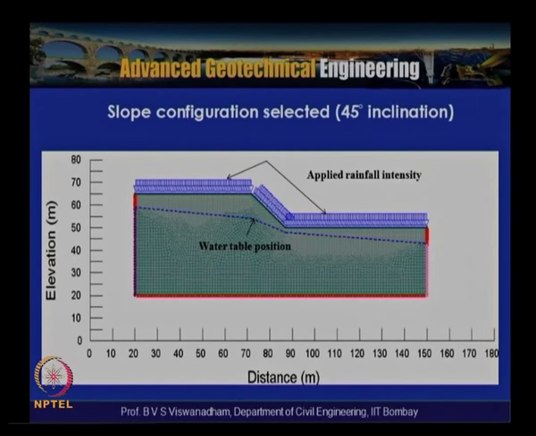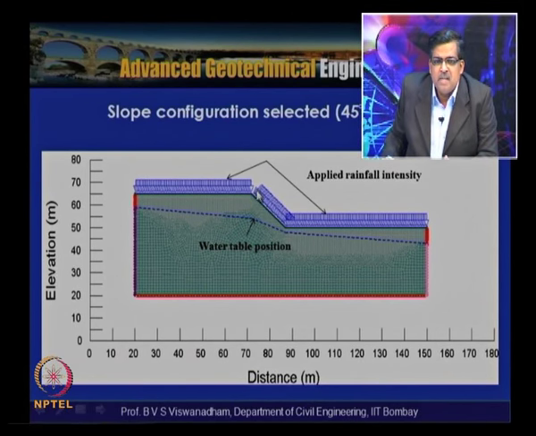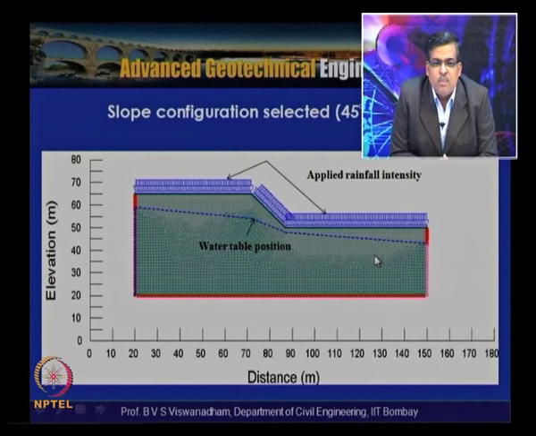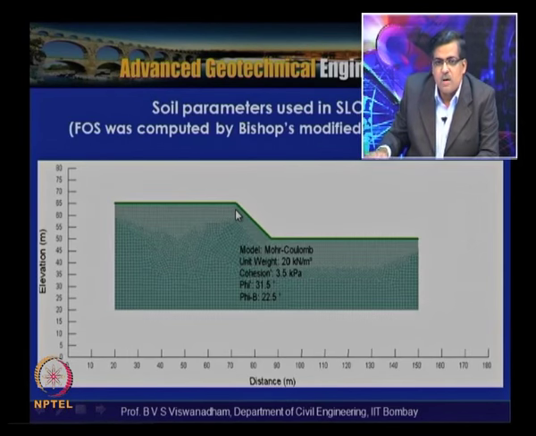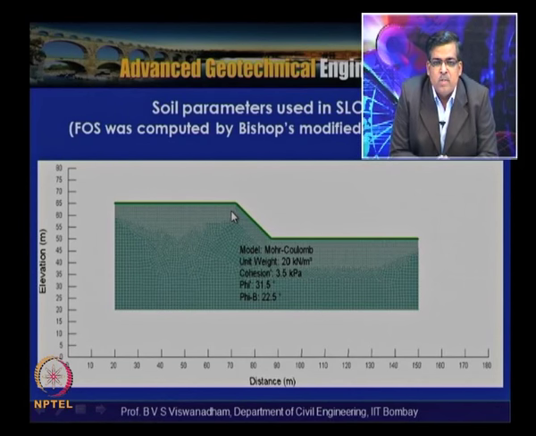In this slide, a slope configuration is shown, with the horizontal lines. This is the applied rainfall intensity, and this is the initial water table position, which is assumed. That means initially the static water table is assumed there, and above that the portion is assumed to be unsaturated. After giving the appropriate soil parameters, this analysis is carried out. The parameters considered in SLOPE/W, computed by Bishop's modified method of slices, are cohesion of about 3.5 kilopascals and phi of about 31.5 degrees.